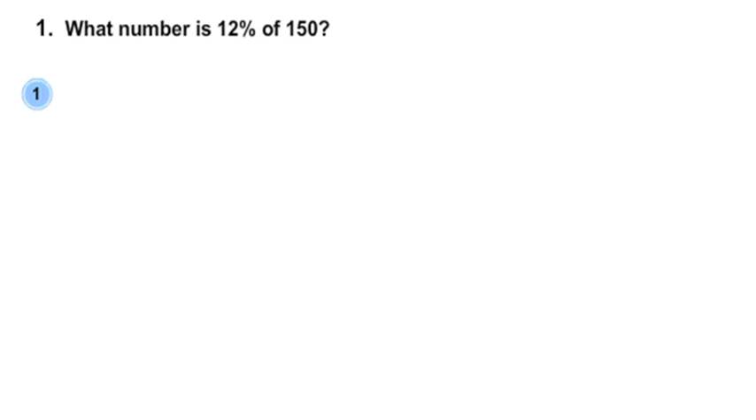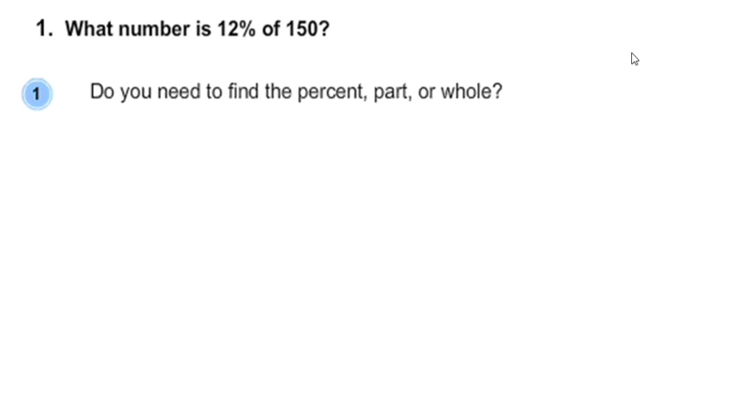Our first example is: what number is 12% of 150? The first thing we have to decide is, do we need to find the percent, the part, or the whole? So we're going to take a look at our original equation and decide what we have already. We're given the percent because of the percent symbol. We're given the whole because of the word of. So what we're looking for is our part.